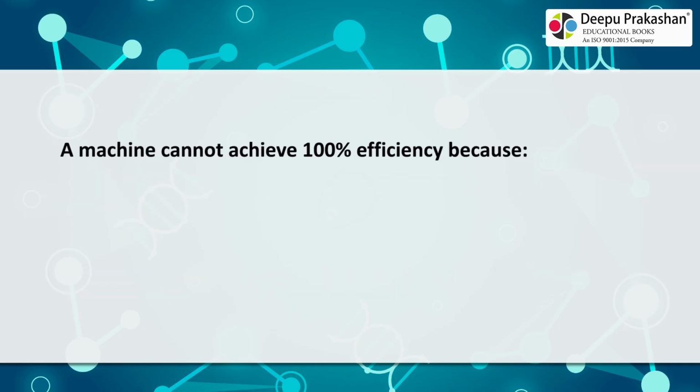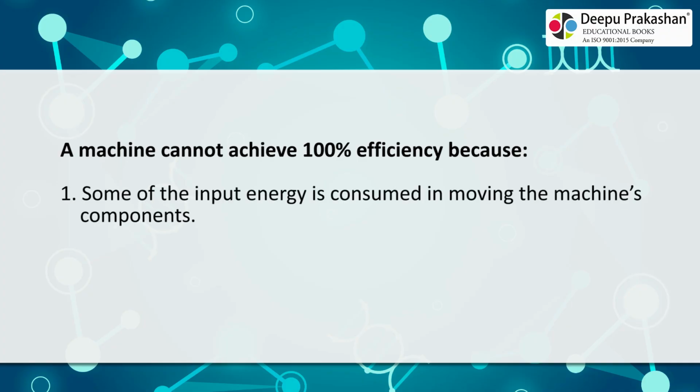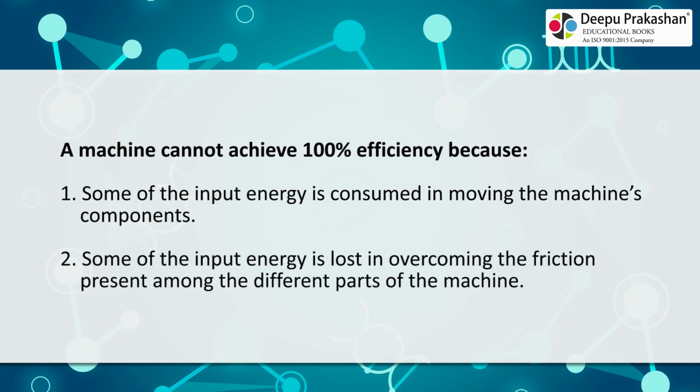A machine cannot achieve 100% efficiency because 1. Some of the input energy is consumed in moving the machine's components. 2. Some of the input energy is lost in overcoming the friction present among the different parts of the machine.